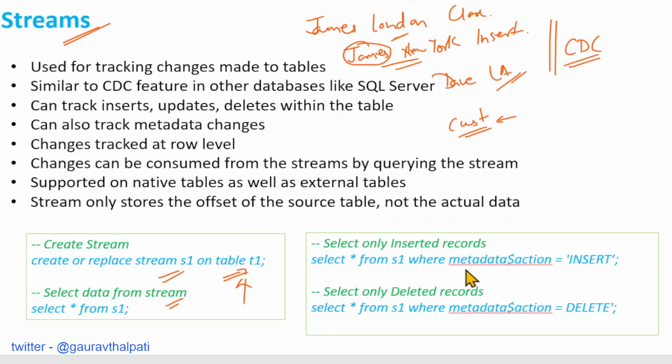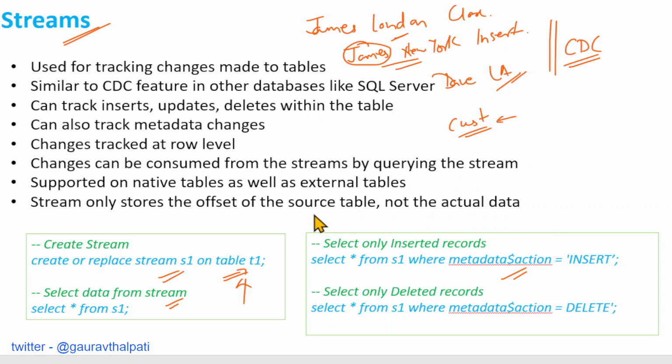And how do you get whether it's an insert or delete? When you consume the stream, you'll be taking these records, doing some operations and putting them into the target table. To do that selective filtering, you can have a where clause on metadata action. If you mention insert, the stream will give you the insert records. If you mention delete, it will give you all the closed records. This is how these streams are created and consumed.